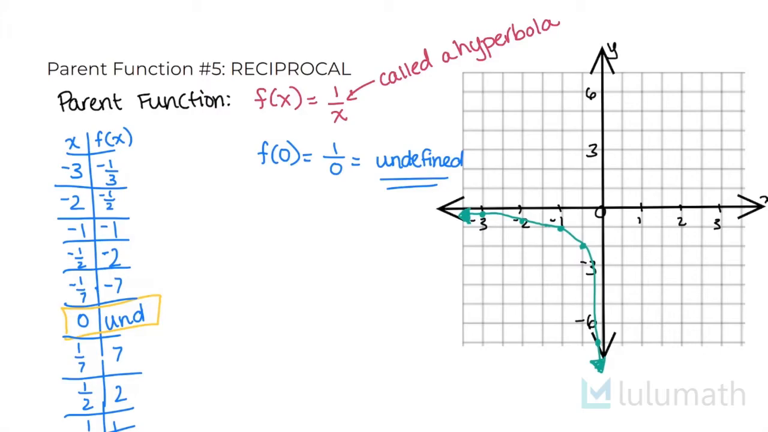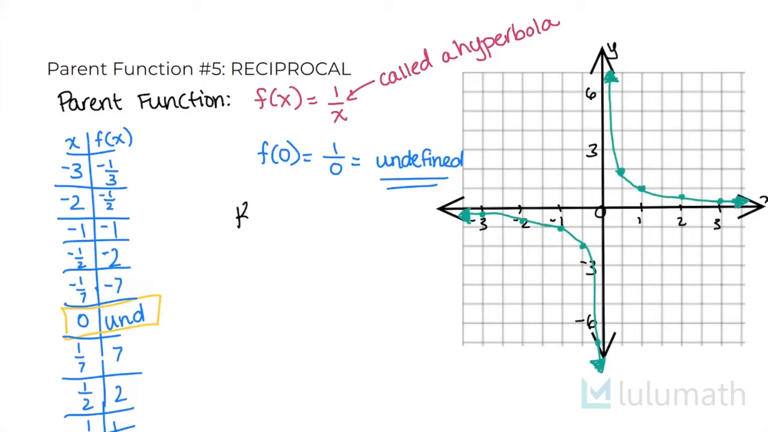At 0, it's undefined, so I have nothing to place there. For 1/7, it's at 7. Then I have 1/2 is at 2, then 1 is at 1, 2 is at 1/2, and 3 is at 1/3. So this is what my parent graph will look like.